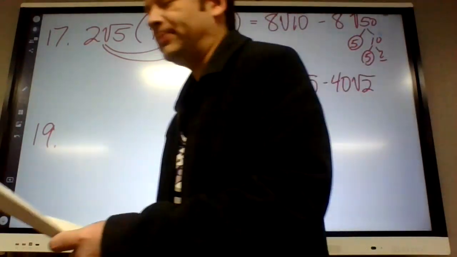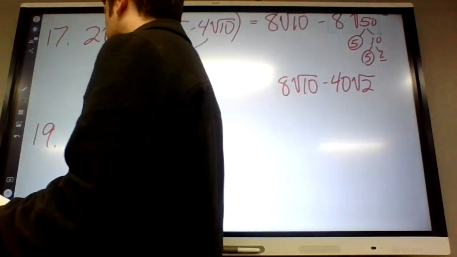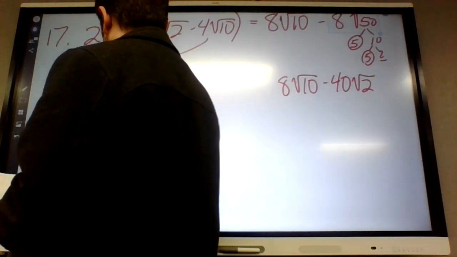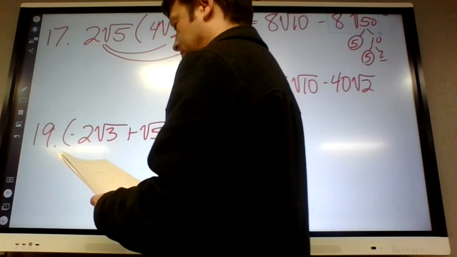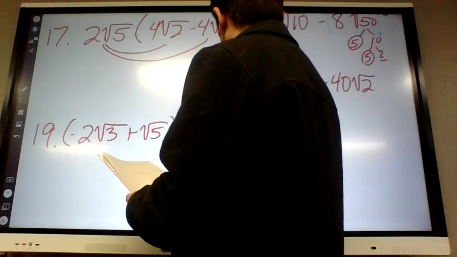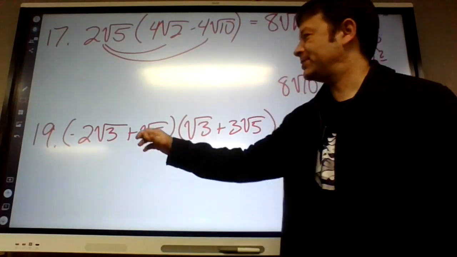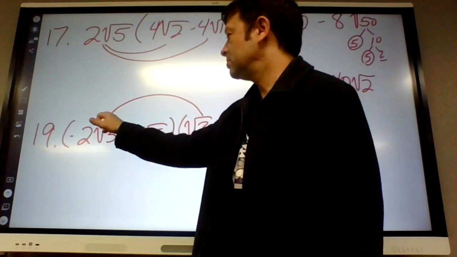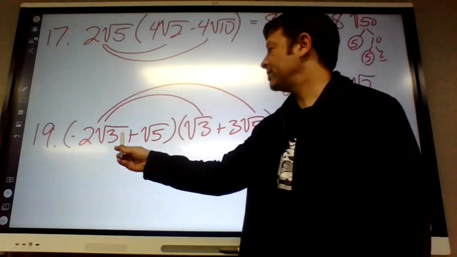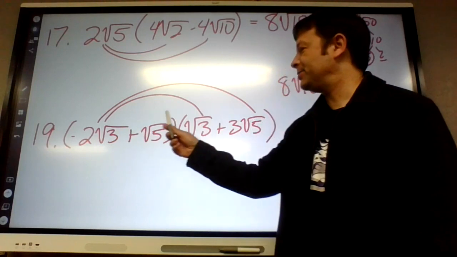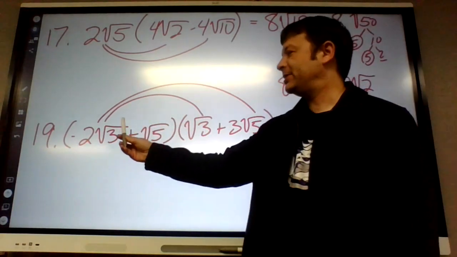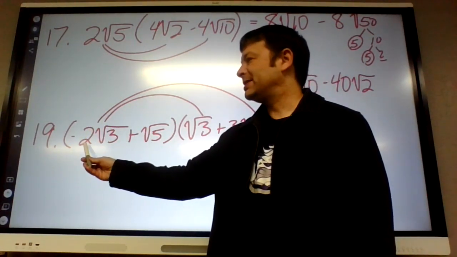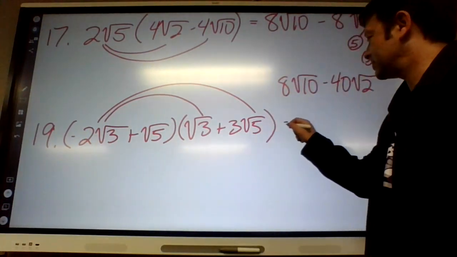So, what kind of problem is 19? Foil. Okay, so foil means first, outside. Hold on. So what's negative 2 square root of 3 times square root of 3? What's square root of 3 times square root of 3? 3. 3 times 2, 6. So it's negative 6.